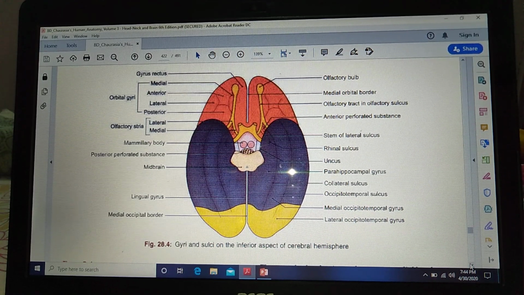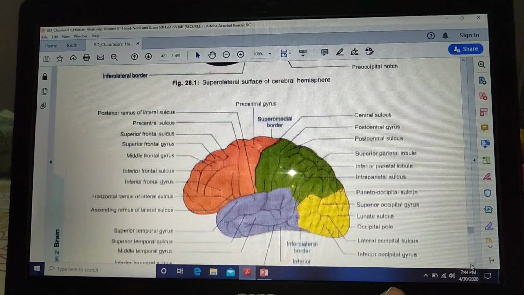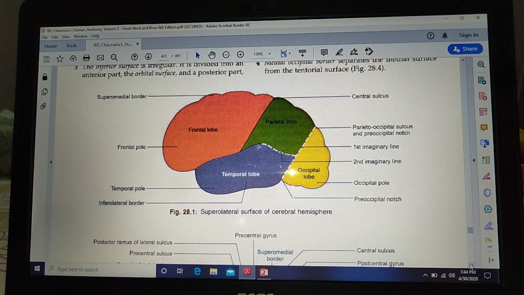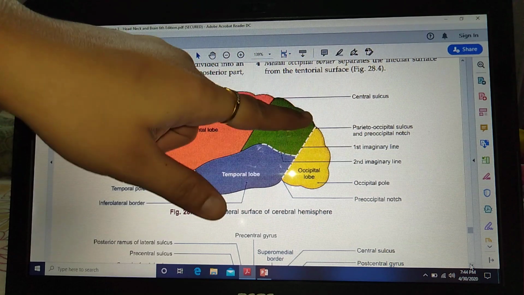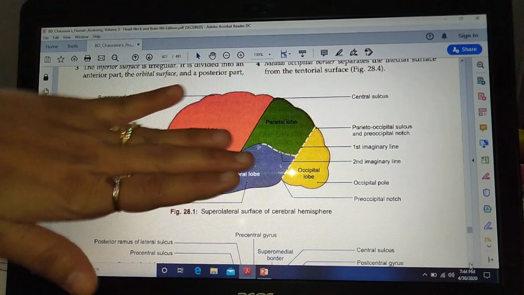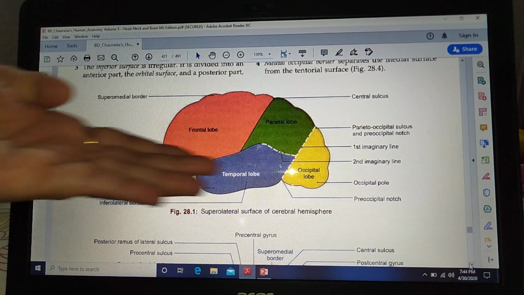Now borders, if we see, the cerebrum has four borders. Superomedial border, first we will see. It is here, you can see in this diagram. This is the superomedial border. Now the superomedial border separates the superolateral surface from the medial surface. Okay. Inferolateral border separates the superolateral surface from the inferior surface.